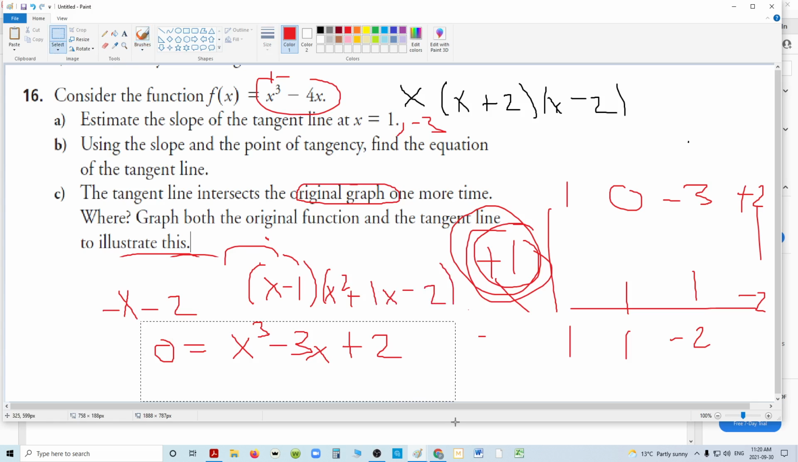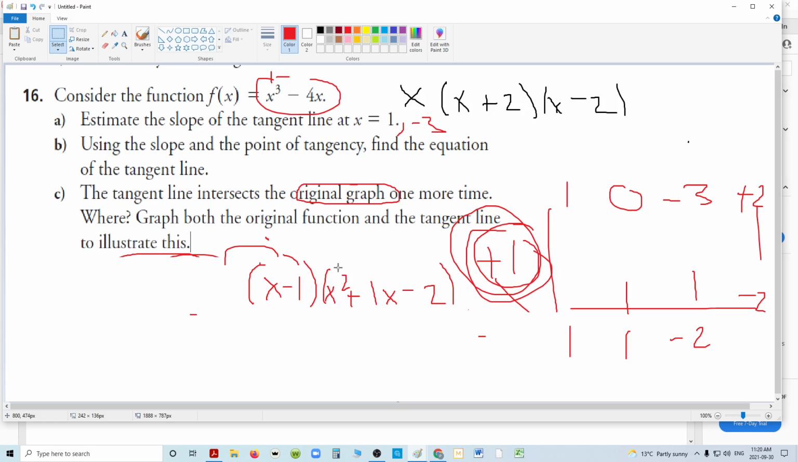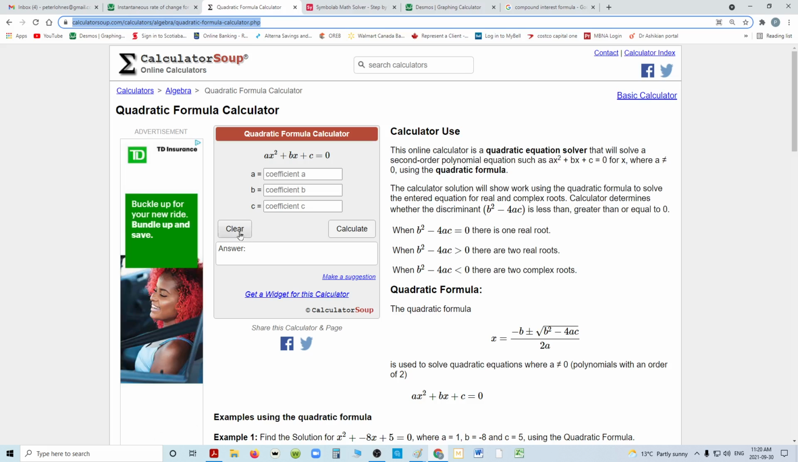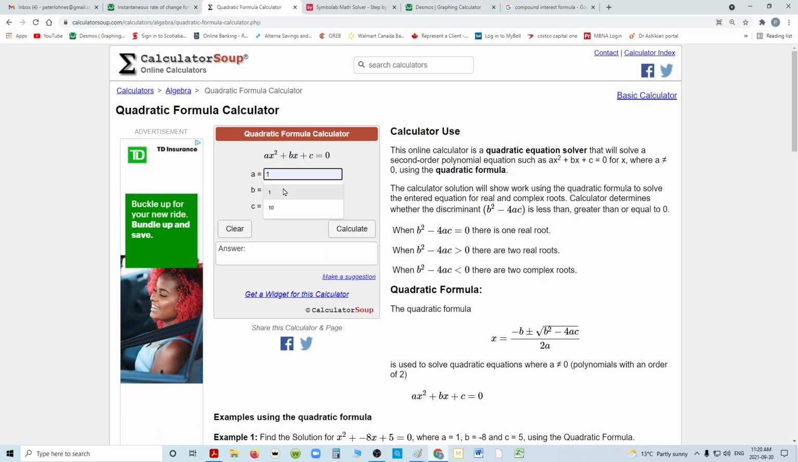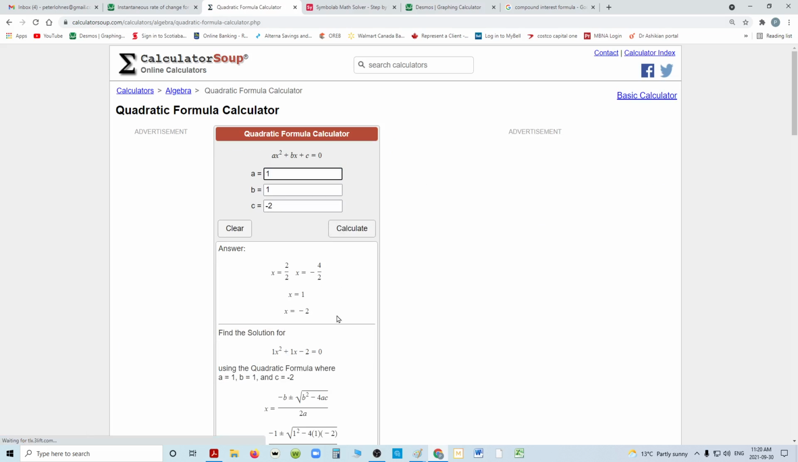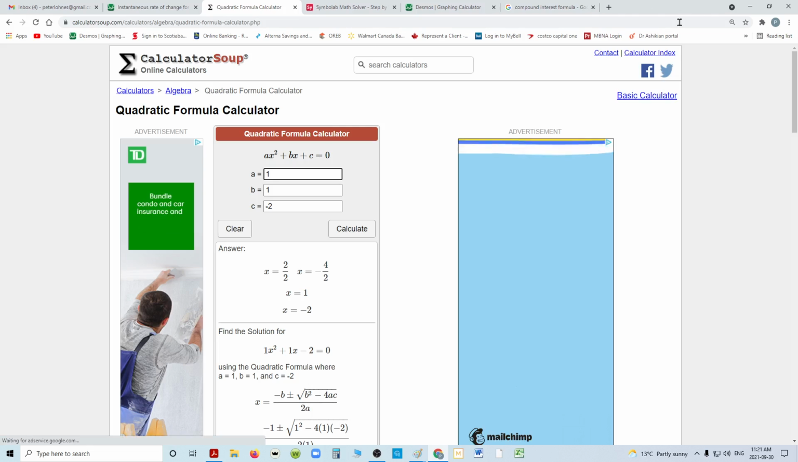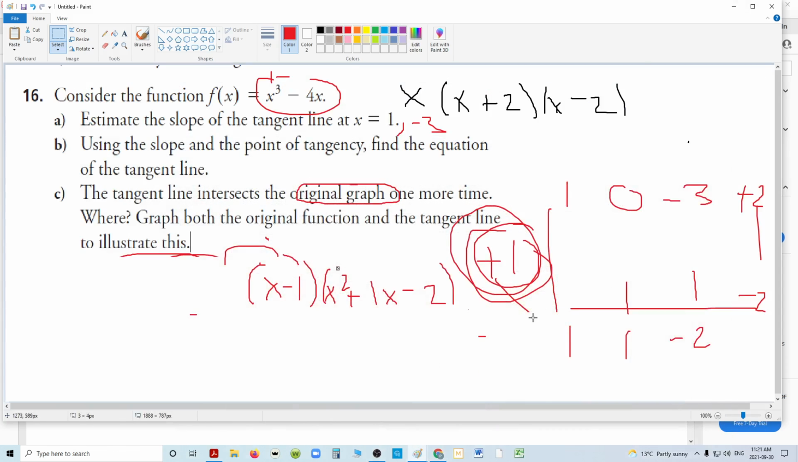One of these is not solvable. That's it. So now I've got to put that into the quadratic equation. 1, 1, and minus 2. And one of the numbers won't be solvable. 1, 1, and minus 2. Oh, come on. And hit calculate. And it shows me, oh no, I get x's 1 and minus 2. But that doesn't make any sense. Hang on.